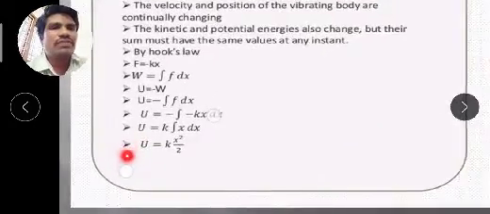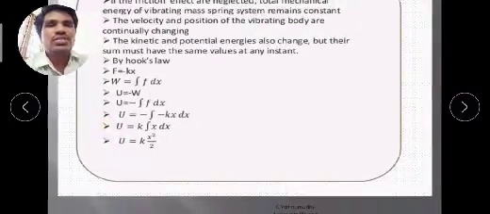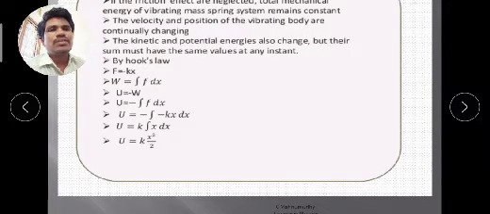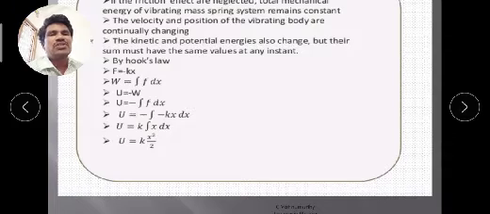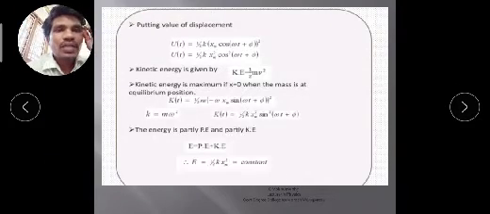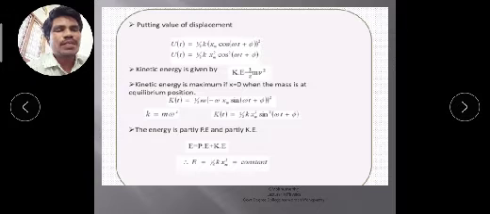So from Hooke's law, F = -kx, we will prove this. W = ∫F dx, and U = -W, so U = -∫F dx. So U = -∫(-kx) dx, then minus of minus is plus, and k∫x dx gives k x²/2. And now we put in the value of the displacement, that is U(t) = 1/2 k [x_m cos(ωt + φ)]². Then squaring the equation, we get 1/2 k x_m² cos²(ωt + φ).